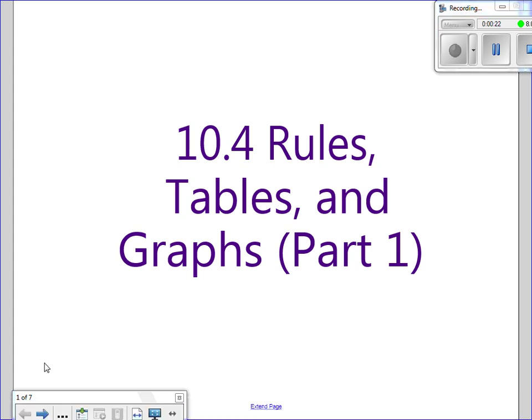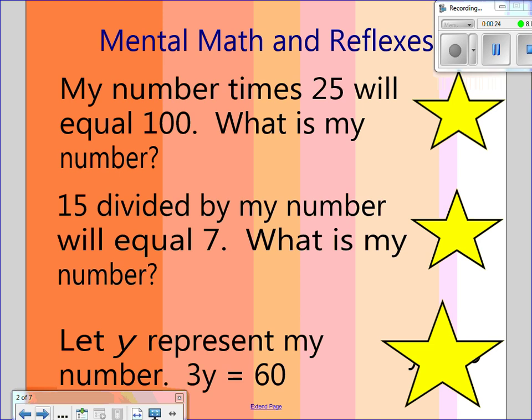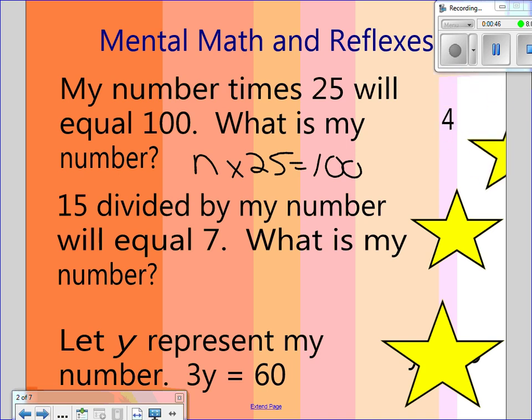I'm going to start off with some mental math. My number times 25 will equal 100. So let's start with my number being n, times 25 will equal 100. Well, if I wanted to solve this backwards, I would just go 100 divided by 25, and that would equal 4. 4 is my answer, 4 times 25.